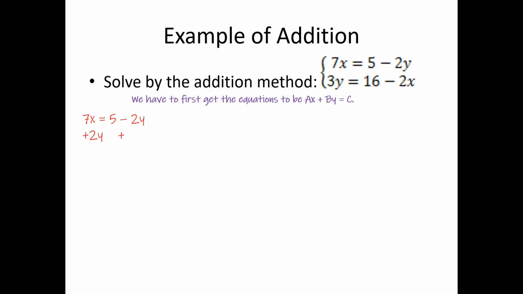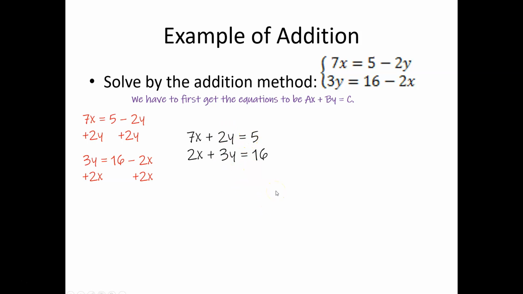So let's take that first equation. We want to add 2y to both sides so that we can have x and y equals number. So we get 7x plus 2y equals 5. Now let's take that second equation, and again we're going to add the 2x to both sides, and we get 2x plus 3y equals 16. Now, if we added these together, nothing would drop out. We'd get 9x's, 5y's, and 21.